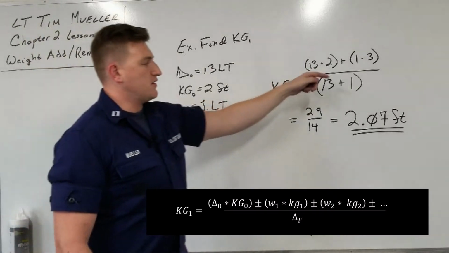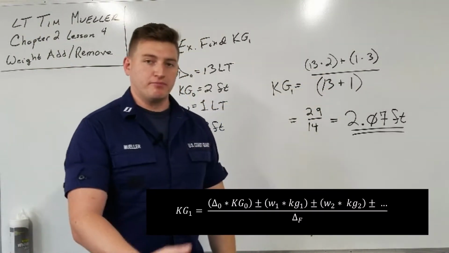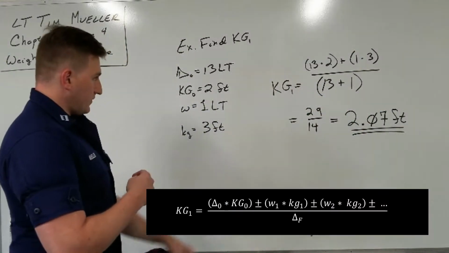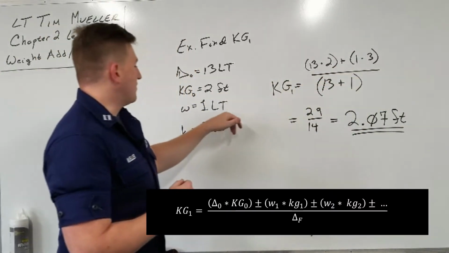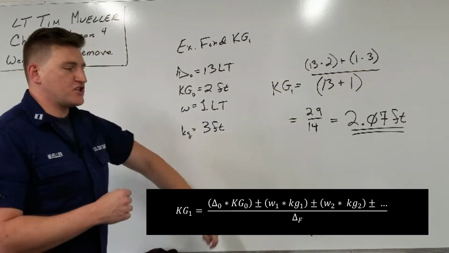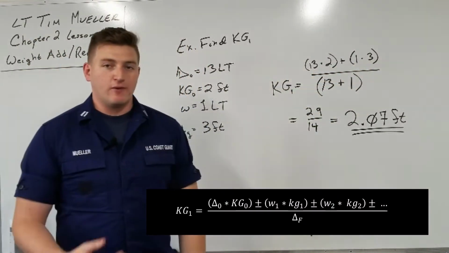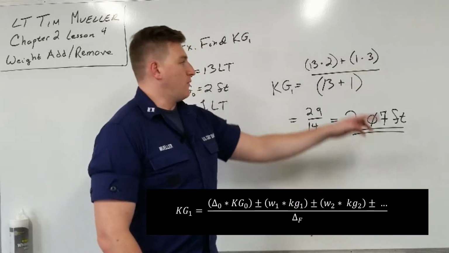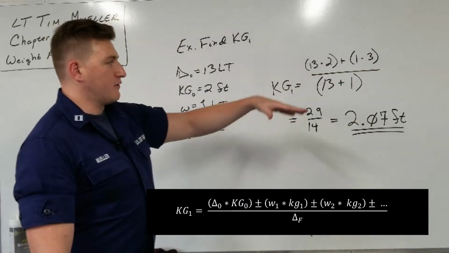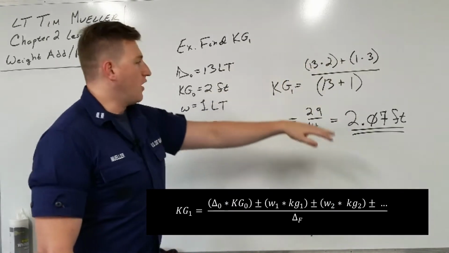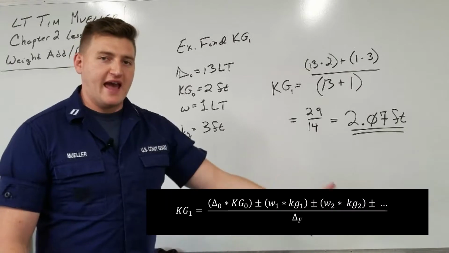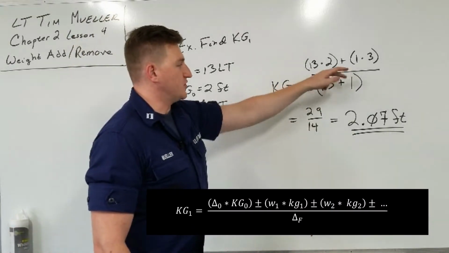Since we're adding the weight, we're adding the moment from that weight. So we have 1, which is the weight, the long ton, times 3, which is the location that we're adding that weight to. If we were removing this weight, we would have this as a minus sign. However, since we're adding it, it's a plus sign. No matter if it is above or below the center of gravity, we're still adding the weight, so it would have to be an addition.